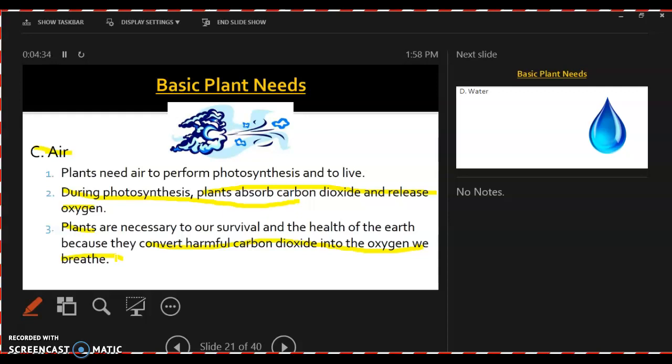When they photosynthesize, the cool thing about it is photosynthesis produces oxygen and plants don't need oxygen. So they don't need the amount of oxygen that they produce when they photosynthesize, so they release it back into the air. So I think that's really cool.